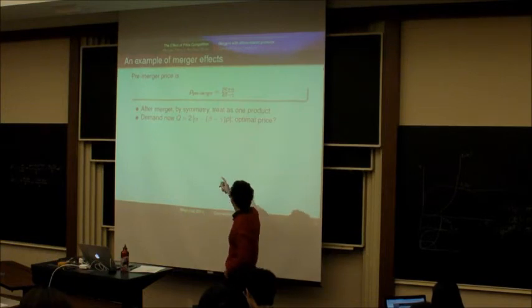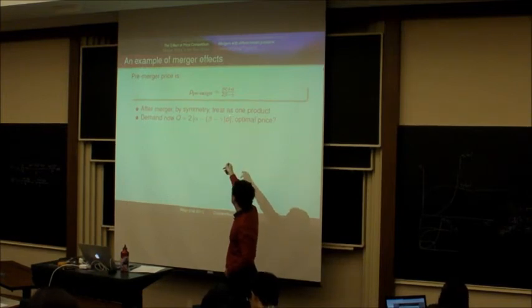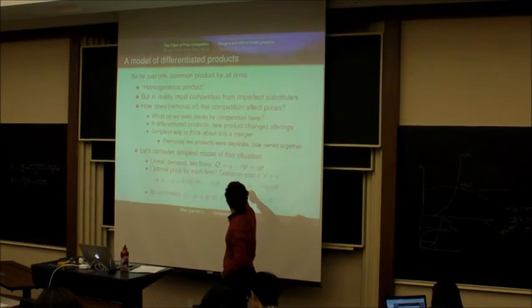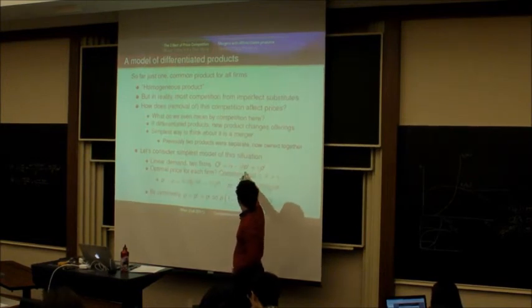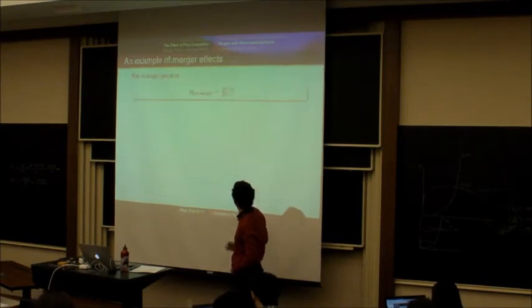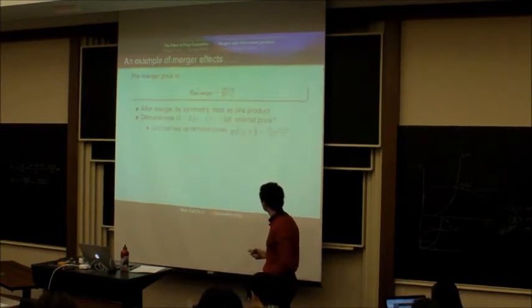Why is that? Because the two prices, they're treating the two products as if they're the same product, and so they're just going to charge one common price for the two things. And if you just plug in the same common price into this equation, you get minus beta minus alpha, gamma.